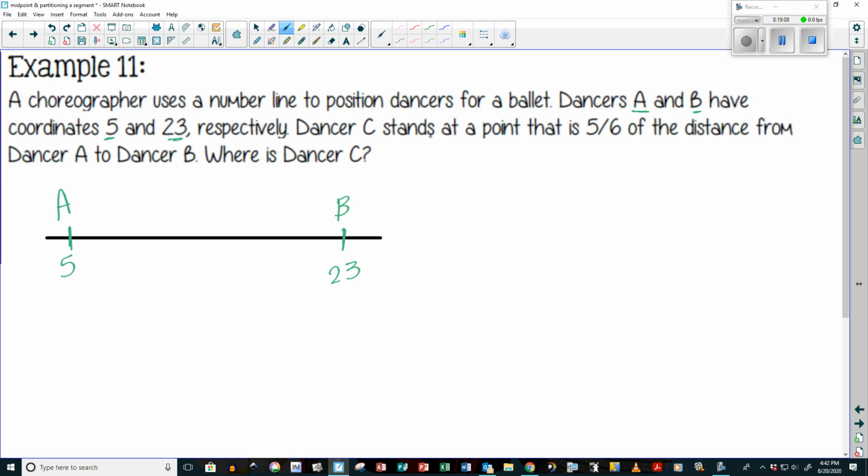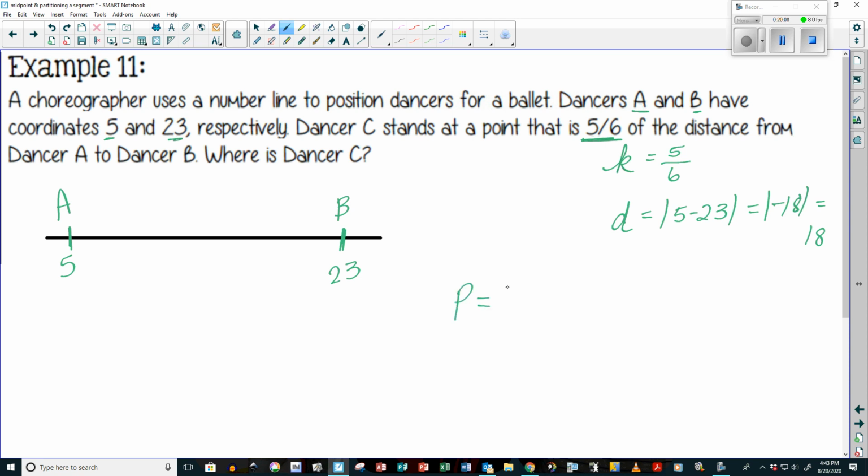Respectively, okay. Dancer C stands at a point that is 5/6 of the distance. So that means K is 5/6. So 5/6 of the distance, that means there should be 6. So see how this is already in fraction form for us? So you don't have to worry about converting it. It's already created in a fraction for you. So that means dancer C is going to be standing closer to B than A because they're 5 steps out of the 6 away from A. So what is the distance? So the distance between A and B, so 5 minus 23. If you did 5 minus 23, you would get -18. But remember, it's the absolute value, and distance can never be negative. So my distance is 18.